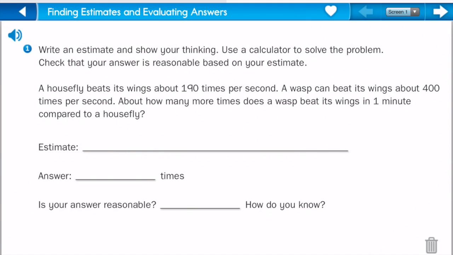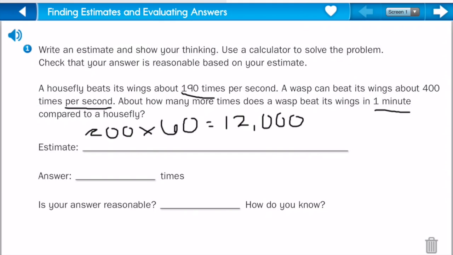So we're going to be estimating. I'm going to round 190 to 200 because that's an easy number for me to multiply by. And I know that there are 60 seconds in 1 minute. So we're going to multiply it times that, and we're going to get about 12,000.